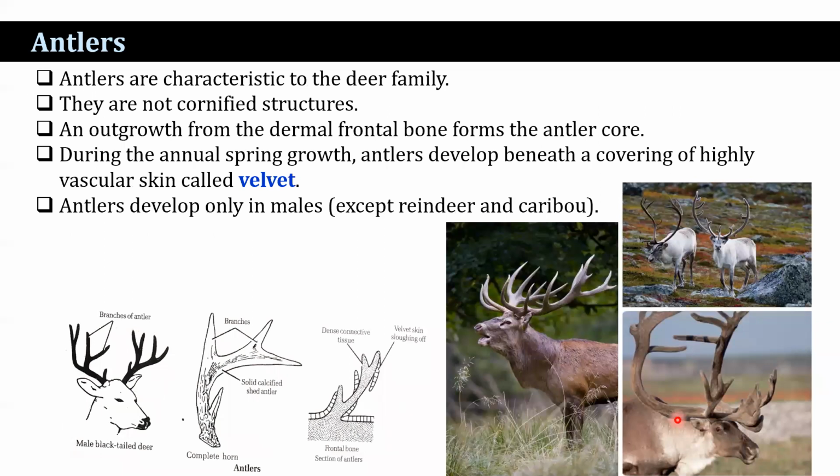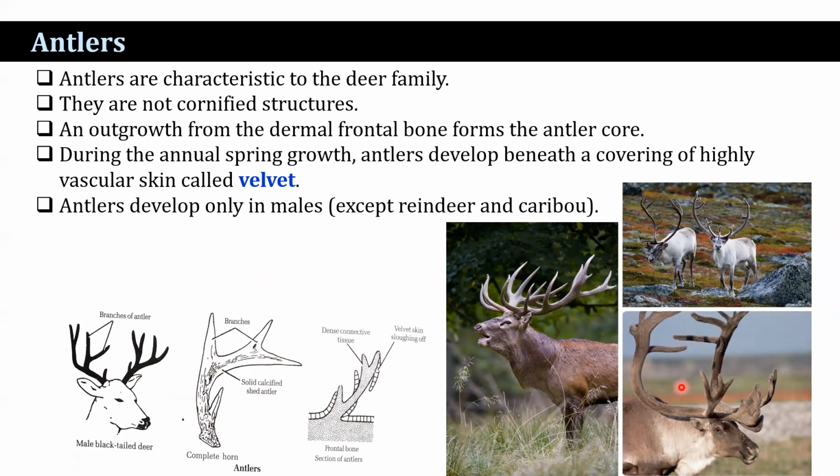And then antlers. Antlers are characteristic of the deer family. They are not cornified structures, but dermal bone attached to the frontal bone. During the annual spring growth, antlers develop beneath a covering of highly vascular skin that is known as velvet. Antlers develop only in males. Some exceptions are present, that is the reindeer and the caribou.